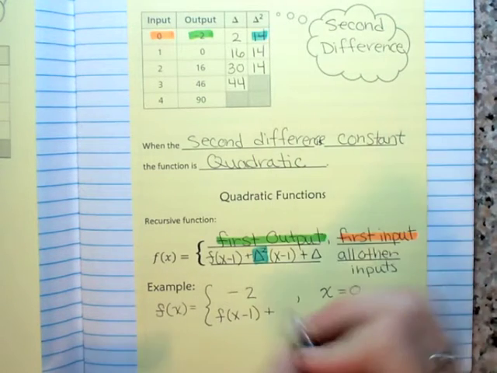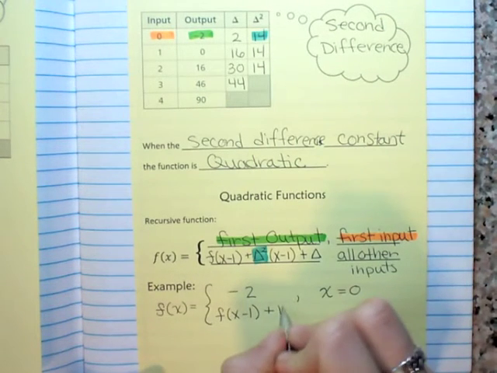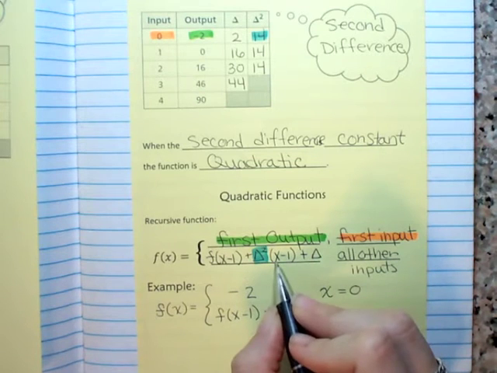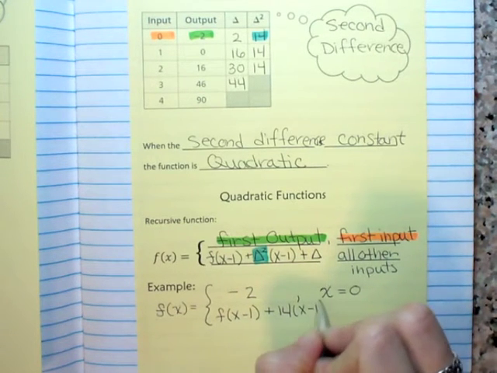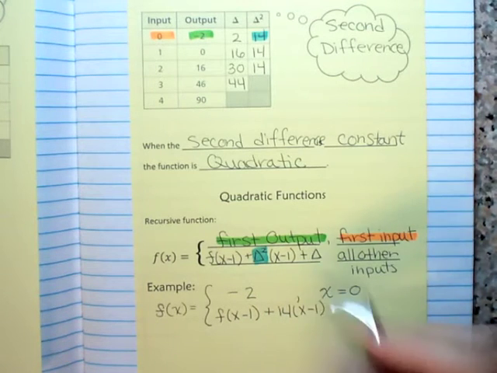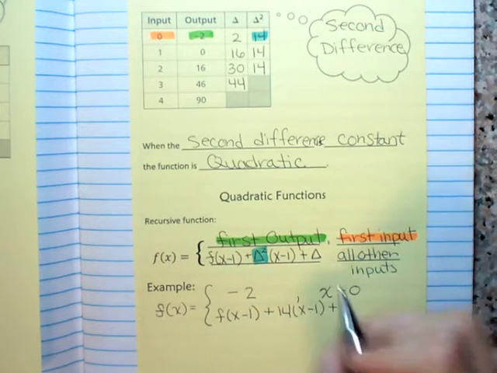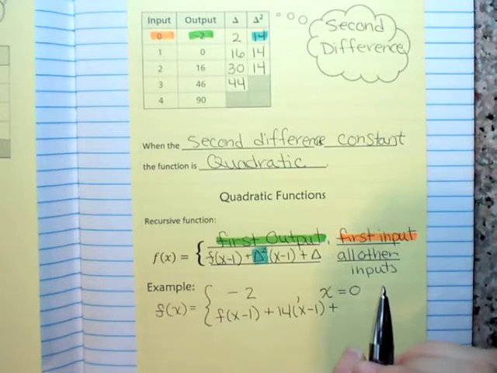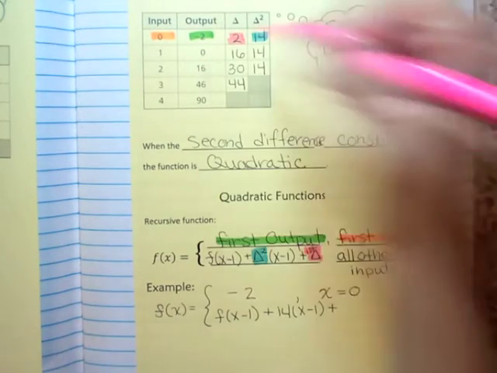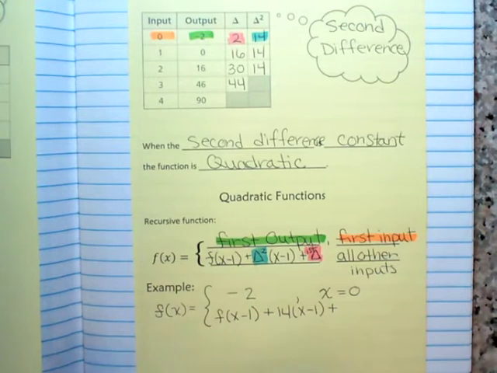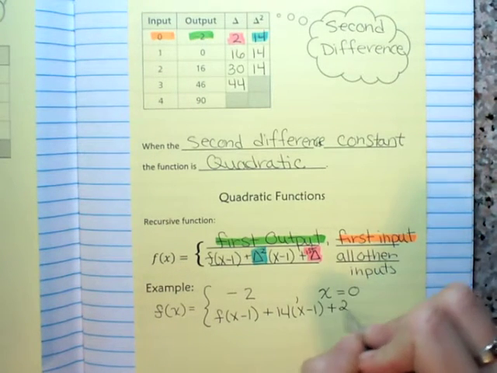So in this case, it's going to be 14. I'm not going to highlight the x minus 1 because that's always going to stay x minus 1. And we're just going to plug it in. And then we have to add our delta. And in this case, our delta is, if I look at my table, the very first delta that we had was 2. So I'm going to go ahead and plug in 2.